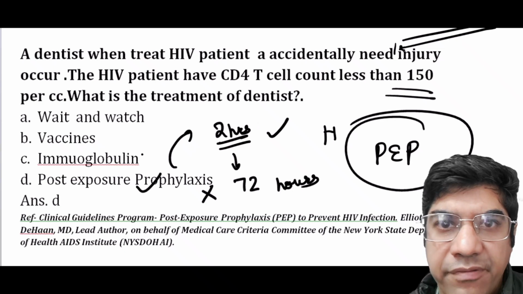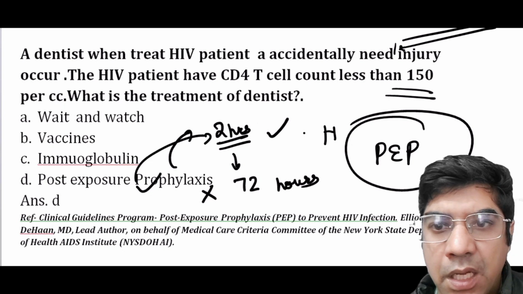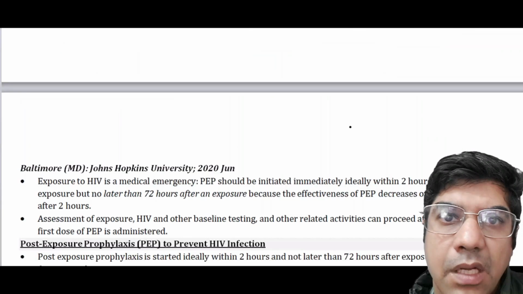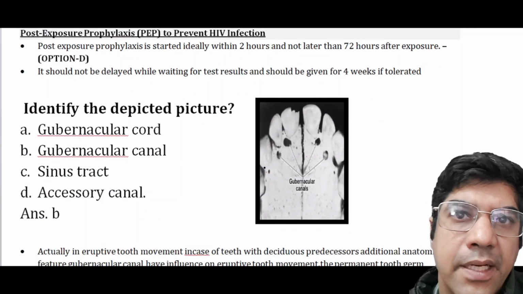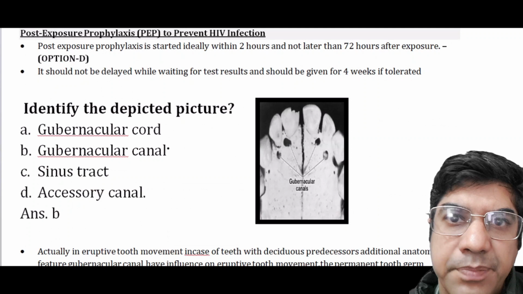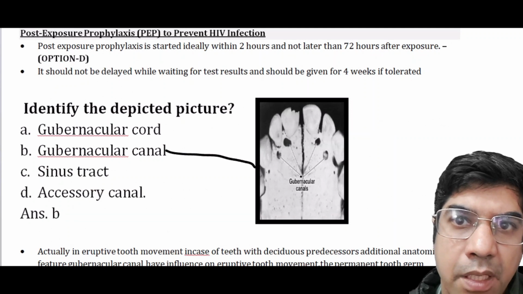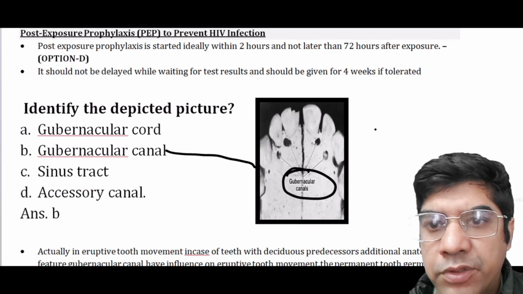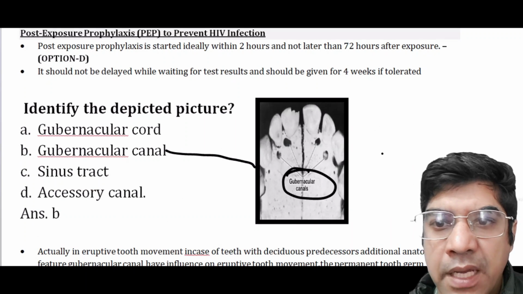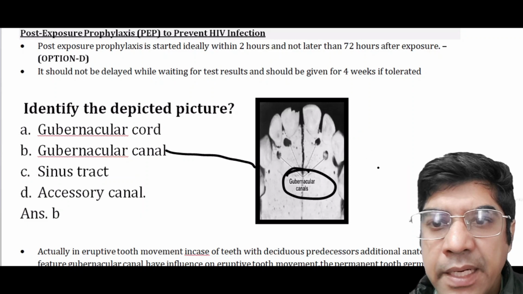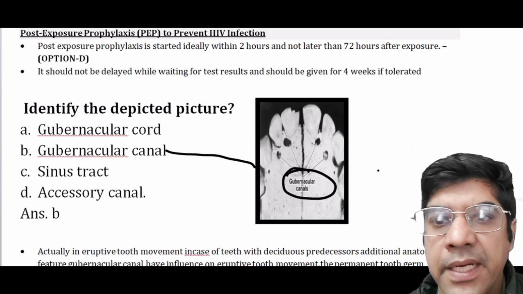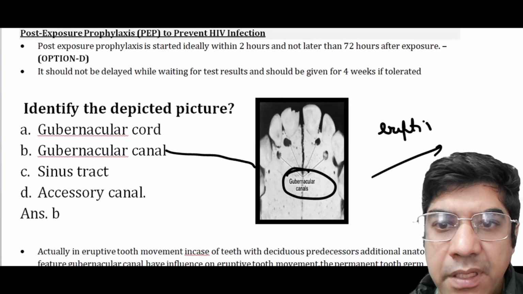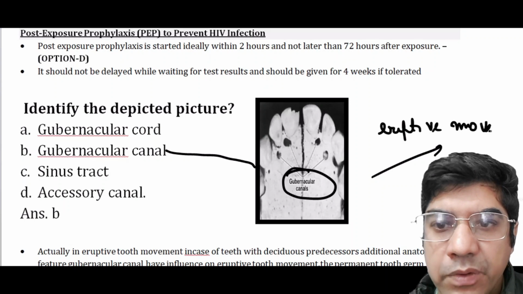And the effectiveness of post-exposure prophylaxis decreases over time after the first 2 hours. Identify the depicted picture. This picture represents the gubernacular canals. It is a small canal that is filled with connective tissue and contains epithelial remnants of the dental lamina, and it is associated with the eruptive movement of the tooth.